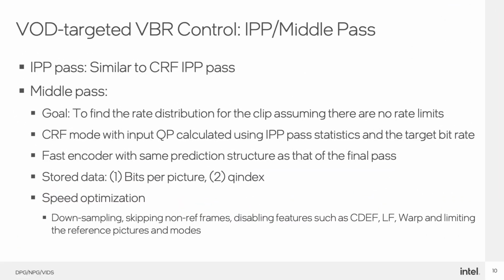In the middle pass, the goal is to find the rate distribution of the clip over different GOPs, mini GOPs, and frames, assuming there are no rate constraints. So we run the middle pass in CRF mode. In this way, you find the parts of the clip which use more bits and the parts which require fewer bits. To get a better estimate, we use the target rate and statistics from the IPP pass to find an input QP for the middle pass. Of course, this is a very rough estimate, but the closer we get to the final pass, the better estimates are provided. The middle pass is a very fast encoder that has a similar prediction structure as the final pass. The most important stored data is bits per picture and the corresponding Q index.